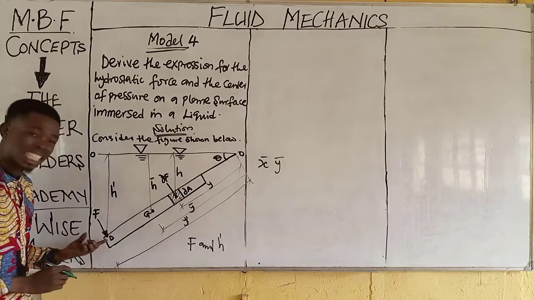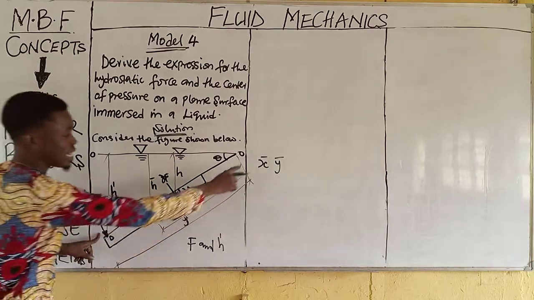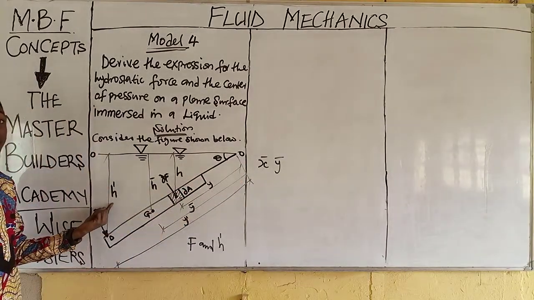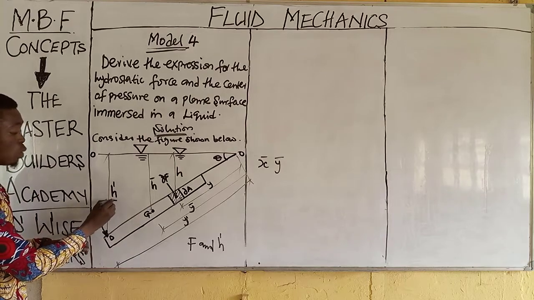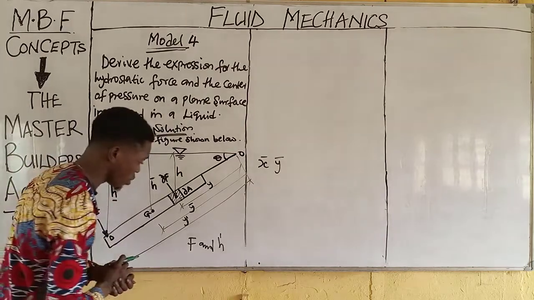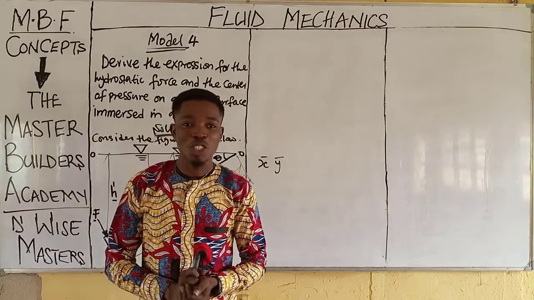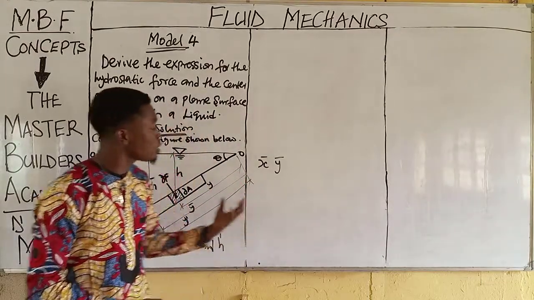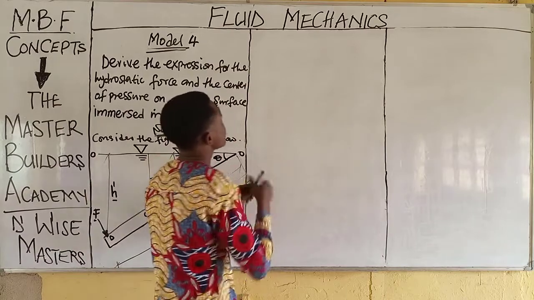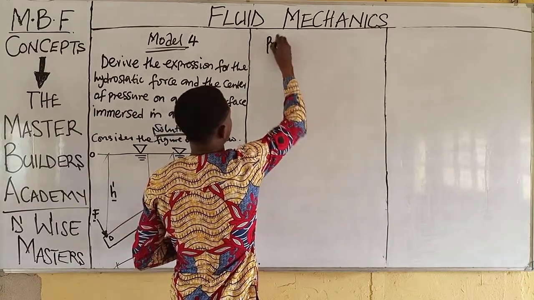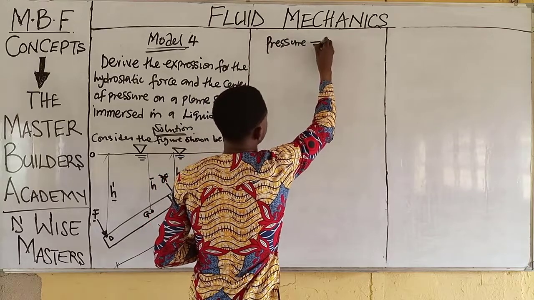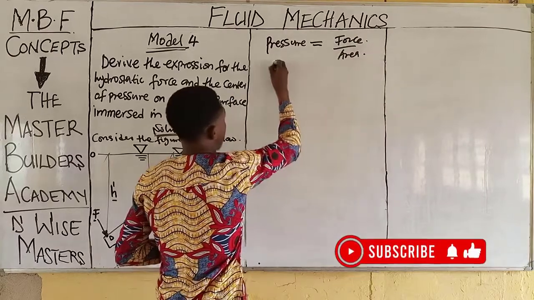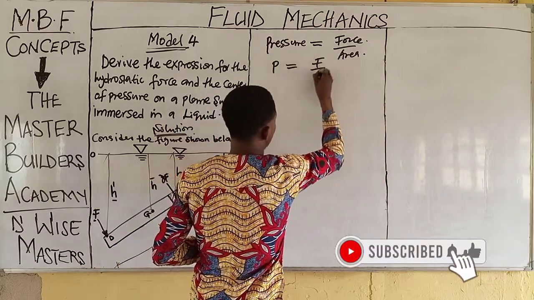The force of water acting on this object is at this point, at a distance of y prime from O, while the vertical depth is h prime. Like I explained earlier, we are looking for these two based on this question. There is always a relationship between force and pressure, and to obtain it, we recall that pressure is equal to force over area, P = F/A.